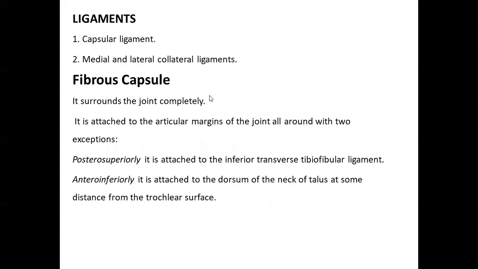Now, talking about the ligaments of this joint, like any other joint, we have a capsular ligament here, and we have two important ligaments, the medial and the lateral collateral ligaments. The fibrous capsule completely surrounds the joint. It is attached to the articular margins of the joint all around, with two exceptions. क्या exceptions है?